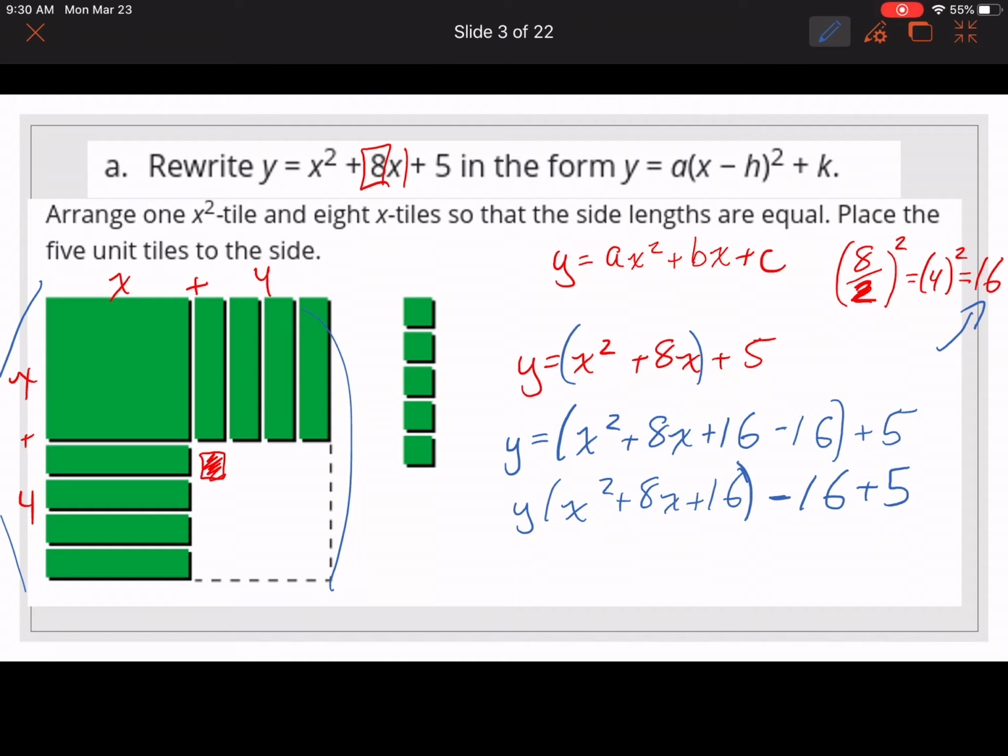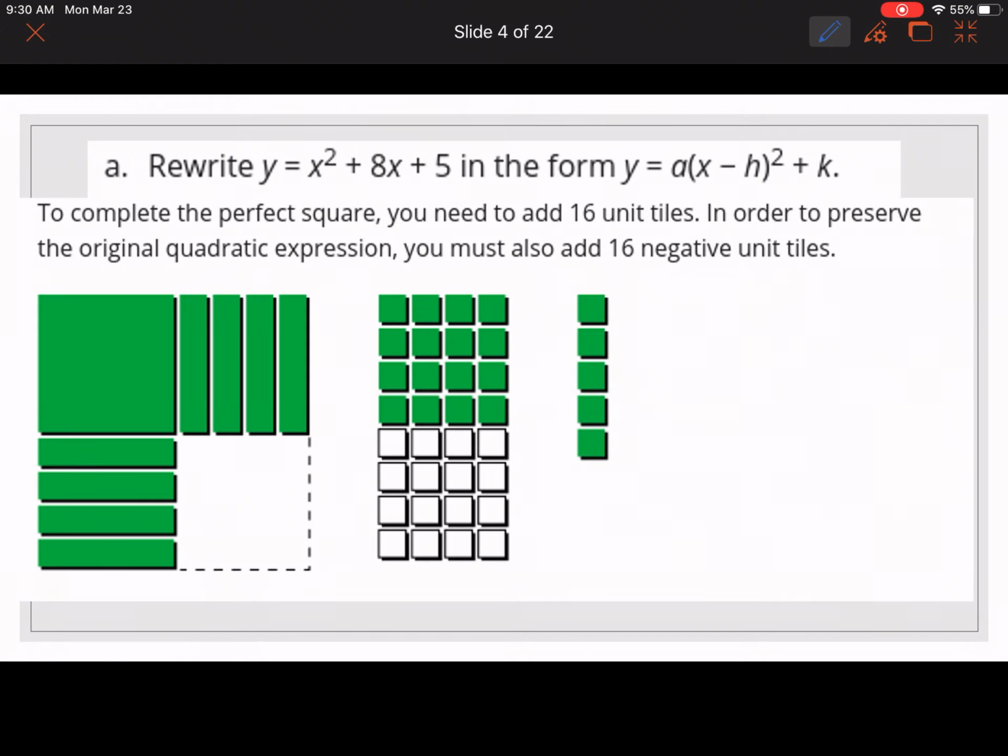Now we know, I won't take you all the way there. So now we've got 16 units. To complete the perfect square, you need to add 16 unit tiles. In order to preserve the original quadratic expression, you must also add 16 negative tiles. So these are positive tiles, which will go in there to complete our square. These are negative tiles, which will be added and subtracted from our 5 original tiles.